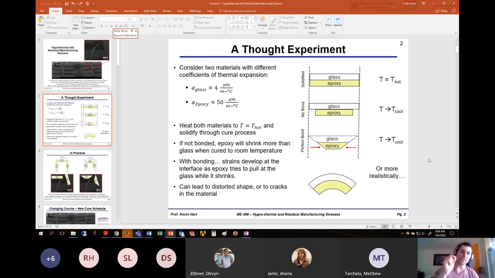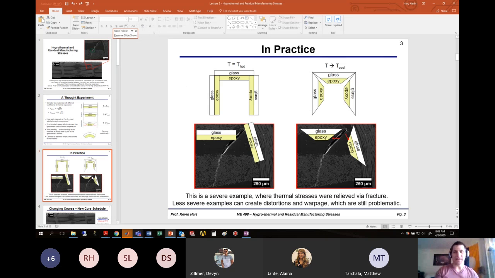Okay, so let's see some cool pictures of this in actual reality. In practice, these are some pictures that I took, but the idea here is that let's say we had some orientation that looked like this of glass and epoxy, and it was solidified in this configuration, which would be the hot manufacturing condition. Okay, so this is its nominal state. So when we cool it down, this pinching wants to happen.